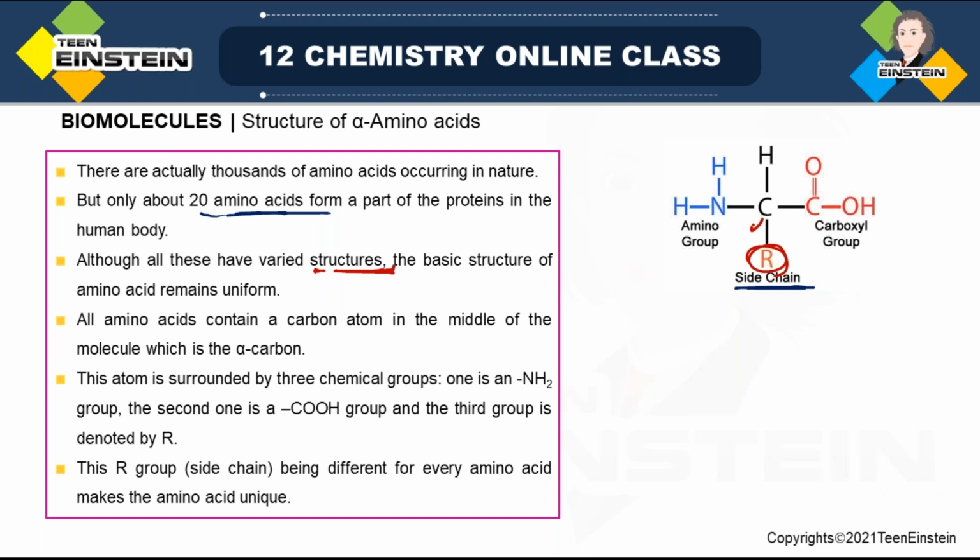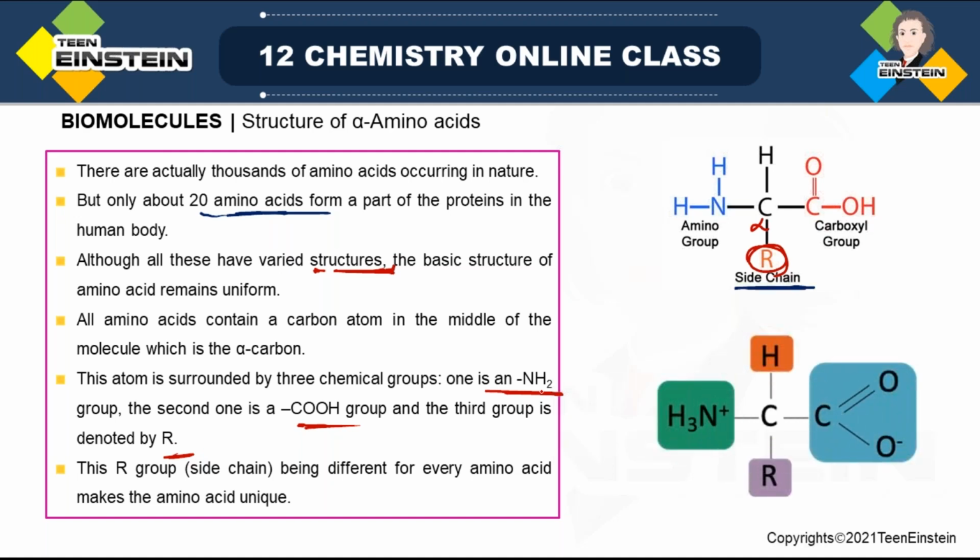So this carbon is the alpha carbon, and on the same carbon both the NH2 and CO2H groups are attached. This carbon is surrounded by 3 chemical groups, NH2, CO2H, and the third group denoted by R, which is also known as the side chain. It will be different for different amino acids, and that will be the reason for its uniqueness.